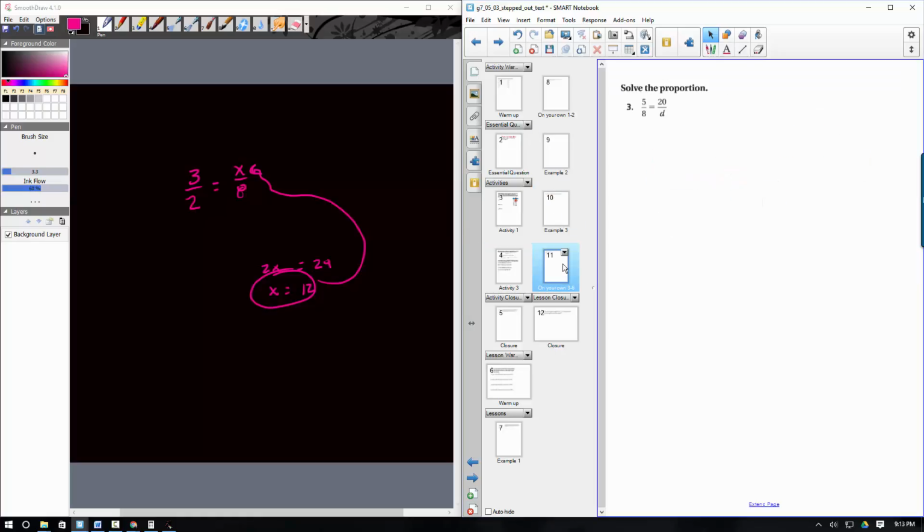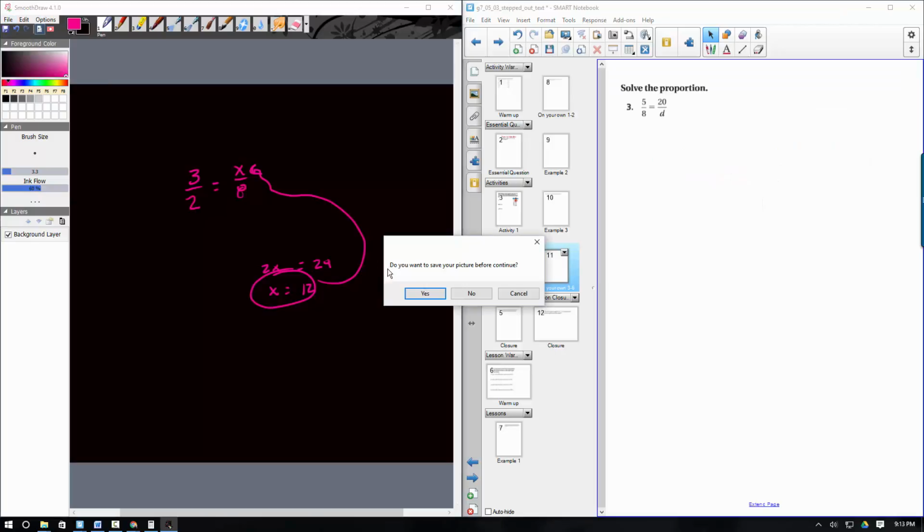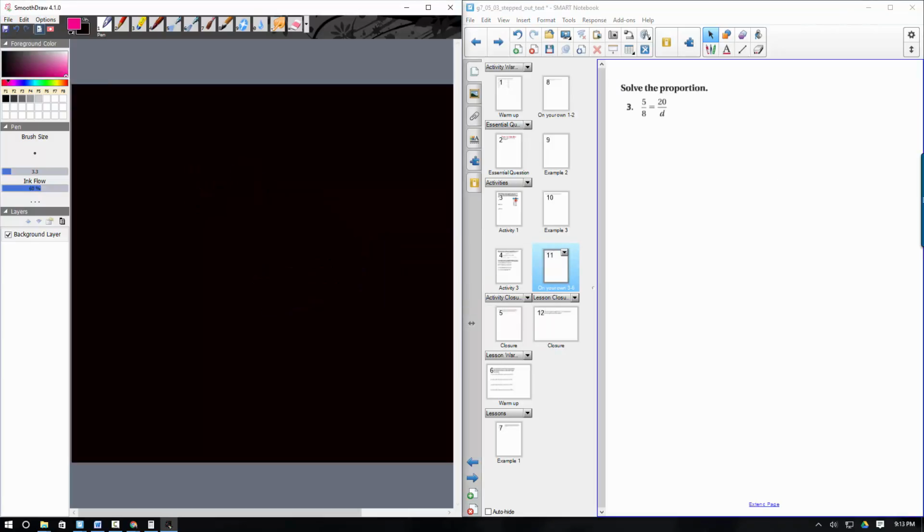Okay, so then this next one is this here. Now, notice that the unknown is now on the bottom, right? Versus the top. Same steps. So I'm going to do 5 over 8 equals 20 over d. And I'll have 5d equals 160, divided by 5, and d equals 32, is that right?